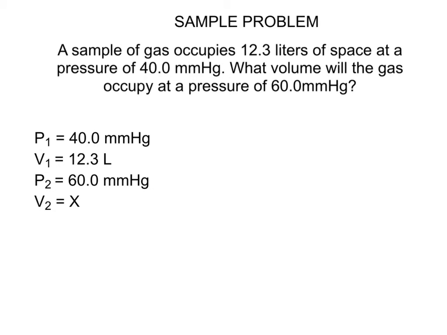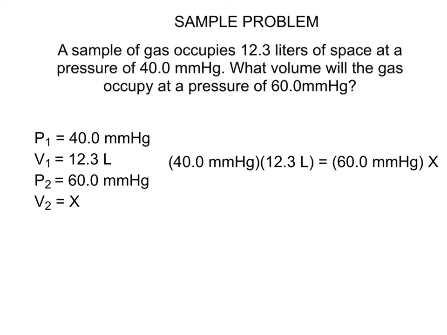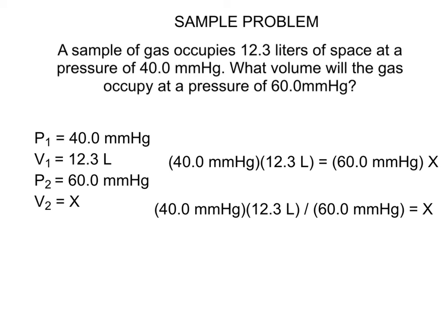To solve the problem, we're going to plug these variables into our equation for Boyle's law. Remember, P1 times V1 equals P2 times V2. 40 millimeters of mercury times 12.3 liters equals 60 millimeters of mercury times X. To solve for X, we need to divide both sides of the equation by 60 millimeters of mercury. 40 millimeters of mercury times 12.3 liters divided by 60 millimeters of mercury equals X, and X equals 8.2 liters.